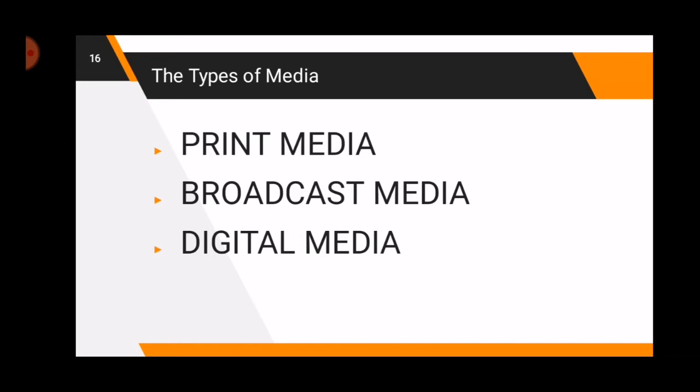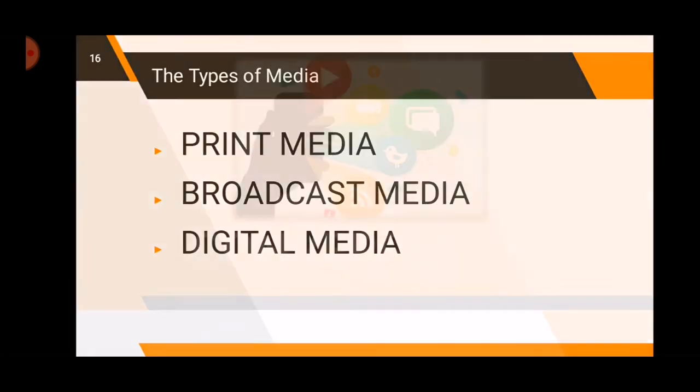So the print media, again, consists of paper and ink. Examples: newspaper, comics, and books. The second one, broadcast media, is a media that can reach target audience using airwaves as transmission medium. Examples are TV, radio, and films. And the last one is digital media, wherein contents are distributed on digital platforms such as computer and social media.